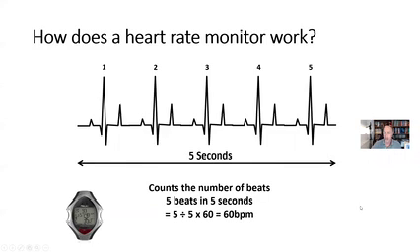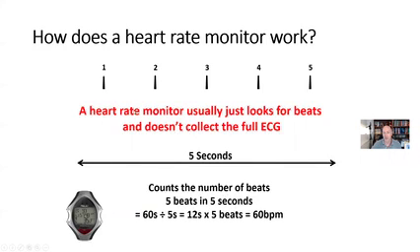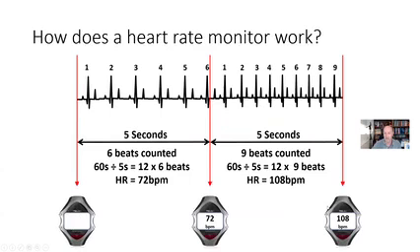So the problem is with heart rate monitors, they generally don't record the ECG, so you can't go back and check if they were right or not. So you have to use a system that's been properly validated, because otherwise they can give numbers, but they can be very misleading. And the heart rate monitor just really looks for these peaks here and then counts them and works out how many there are.